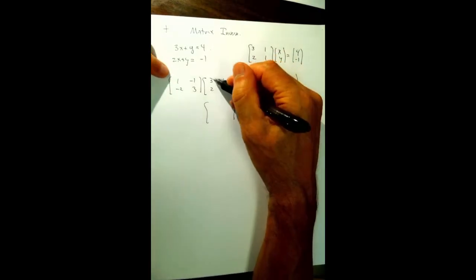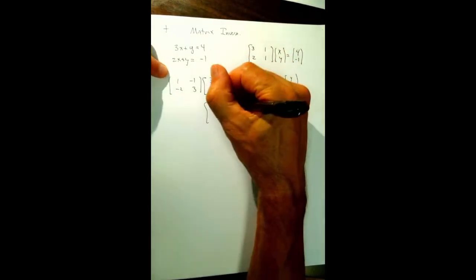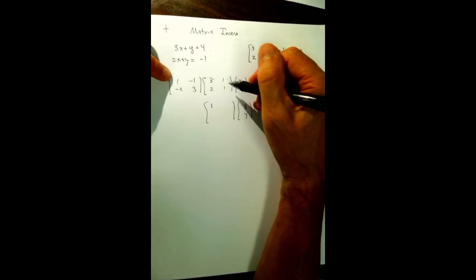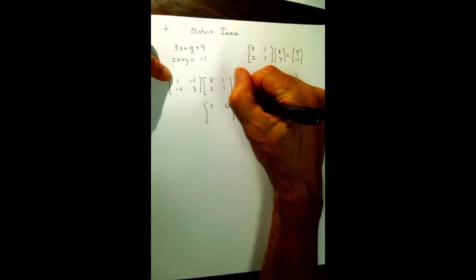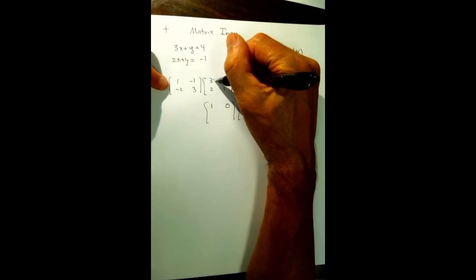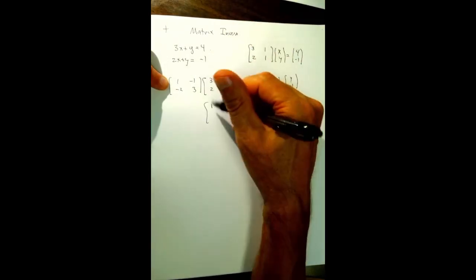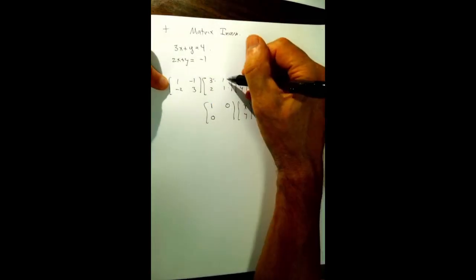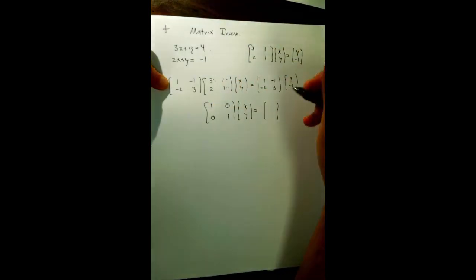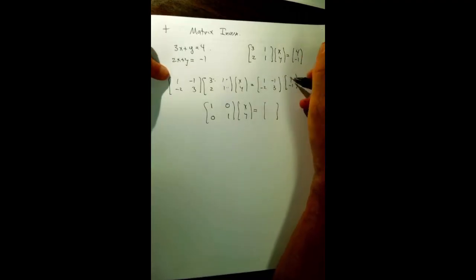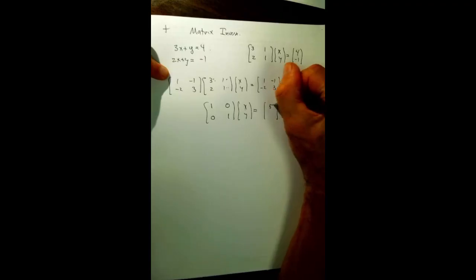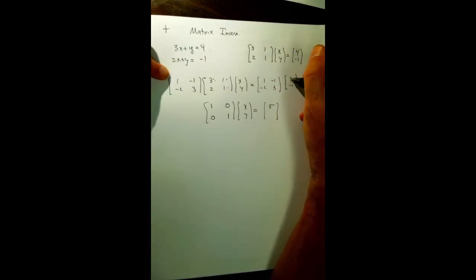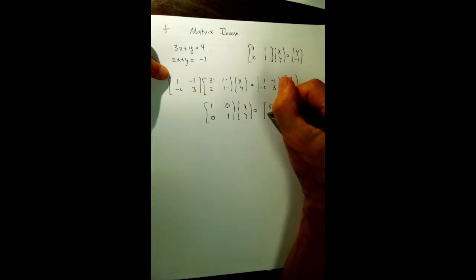I have 3 times 1 plus 2 times minus 1 is 1. 1 times 1 plus 1 times minus 1 is 0. Minus 2 times 3 is minus 6, plus 3 times 2 is 6, is 0. Then minus 2 plus 3 is 1. And on the right-hand side, I'll have 4 plus minus 1 is going to be 5. Then I'll have 4 times minus 2 is minus 8, minus 3 is minus 11.